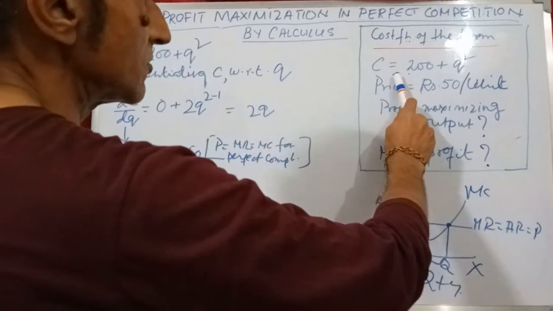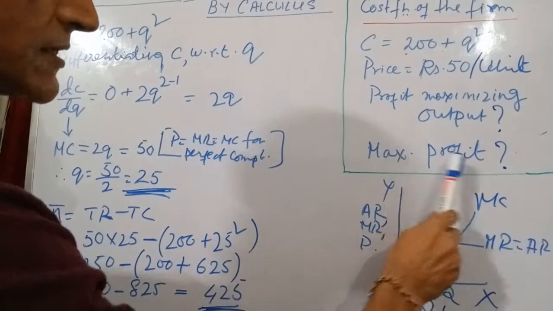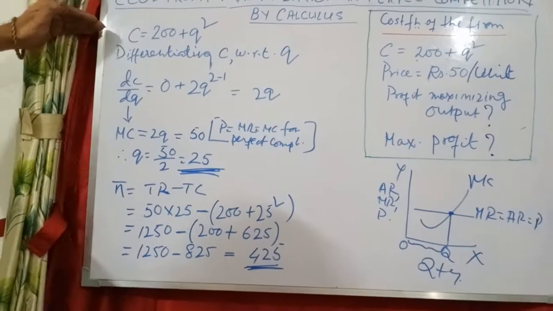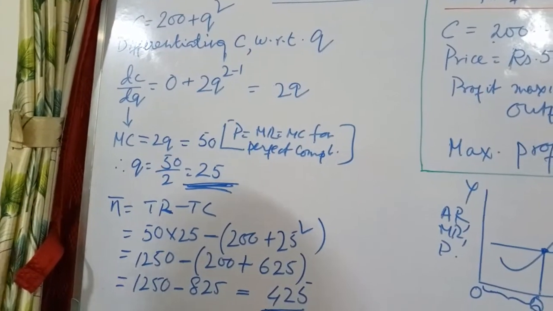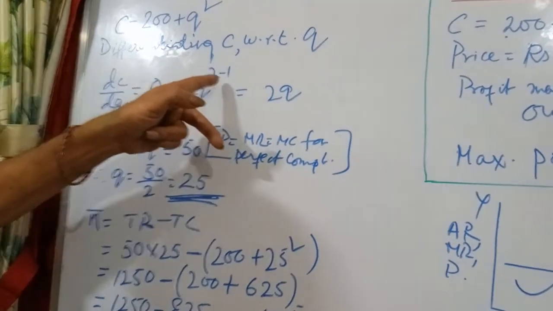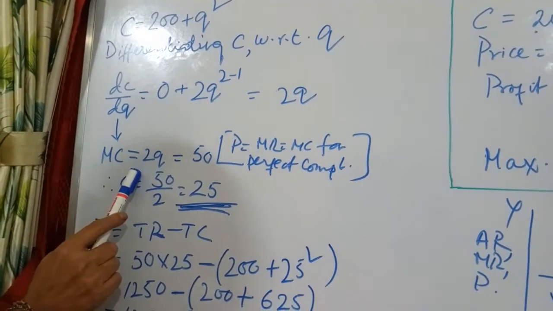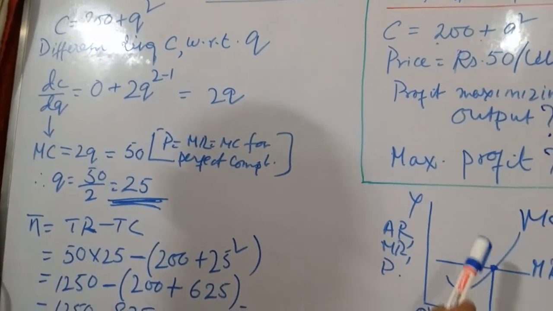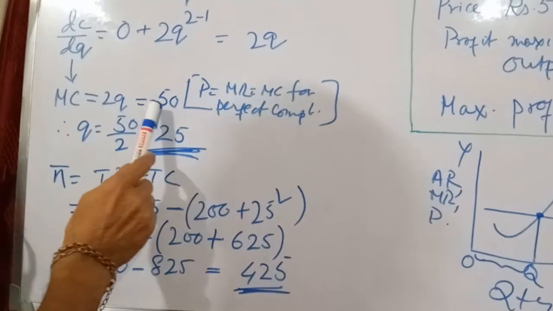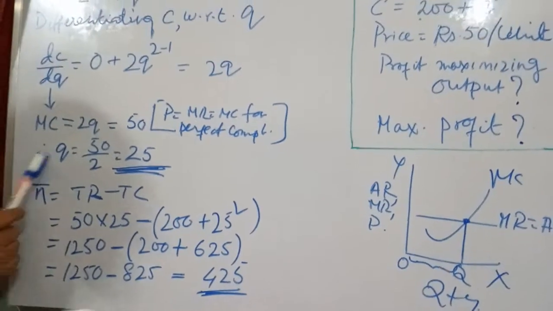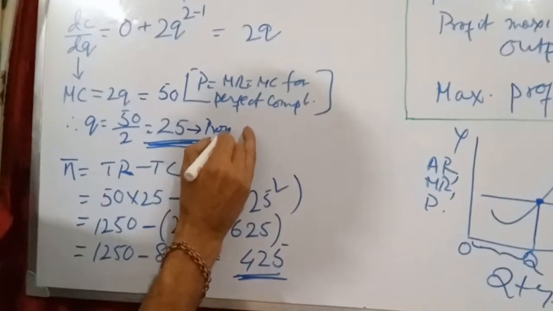Now this is the cost function, C equals 200 plus Q square. Price of the product is 50 per unit. Two questions are profit maximizing output and maximum profit. We start from the cost function. Differentiating C with respect to Q, we get dC/dQ equals 0 plus 2Q to the power 2 minus 1, equals 2Q. Now dC/dQ is marginal cost. So MC equals 2Q. Now MC is also equal to price, since the firm is operating in a perfectly competitive market. So MC equals 2Q equals 50, given price. So Q equals 50 by 2, that is 25. So 25 is the profit maximizing output.